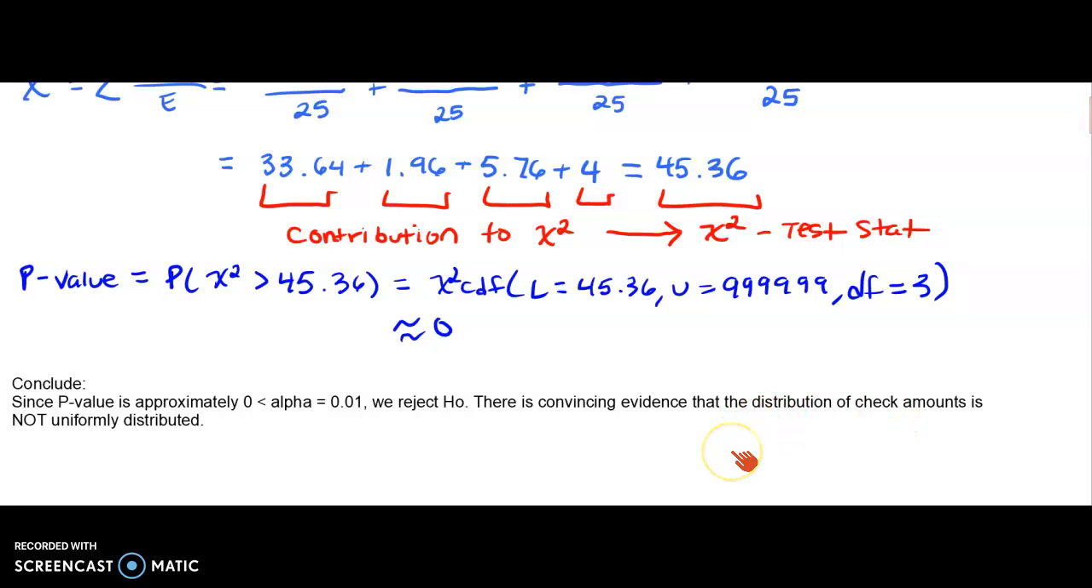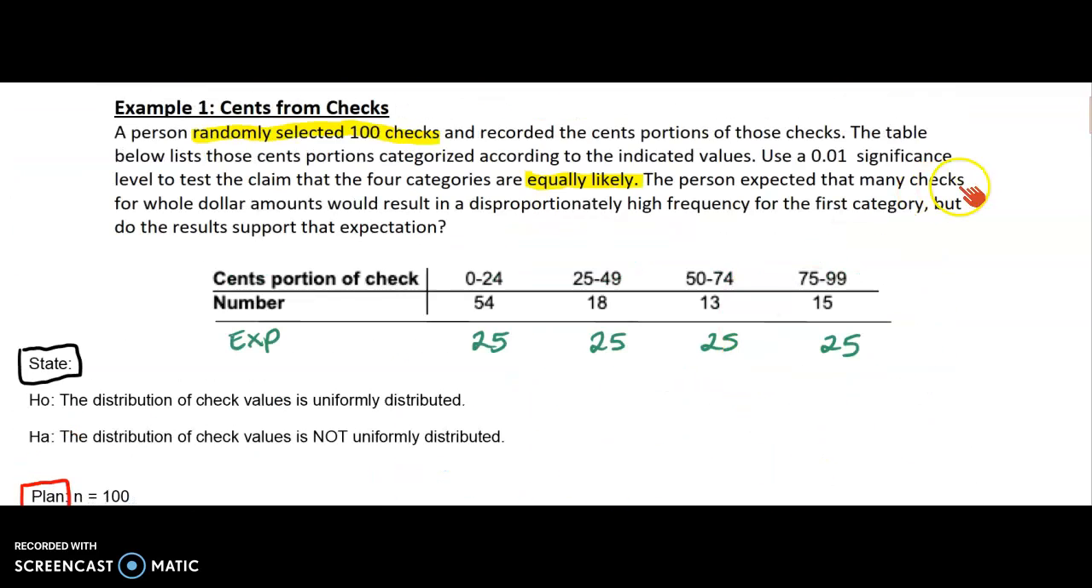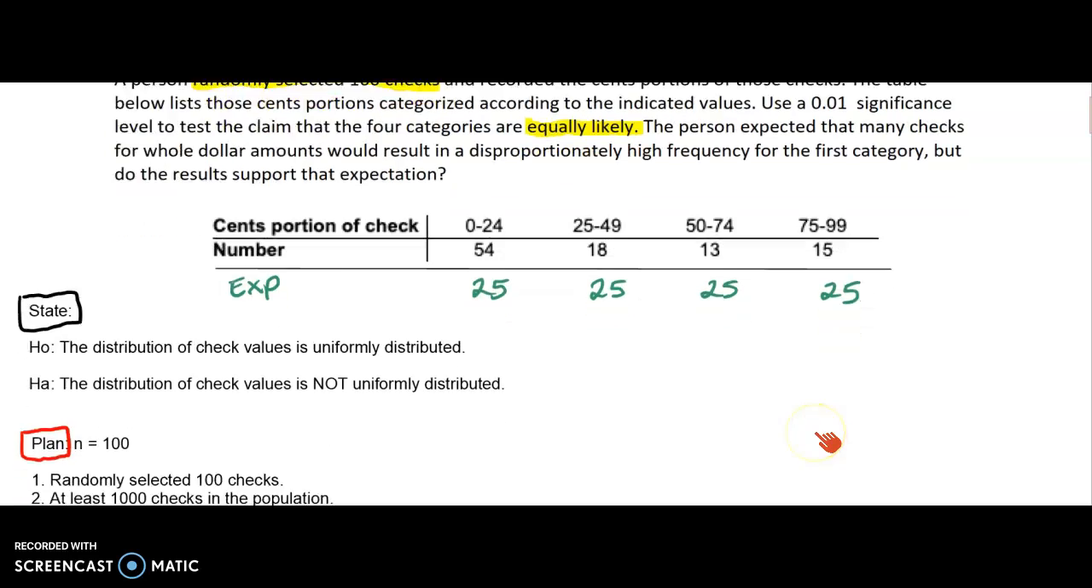So in conclusion, since our p-value is approximately 0, and this is less than alpha of 1%, we reject the H0, which means there's convincing evidence that the distribution of check amounts is not uniformly distributed, and maybe we do have reason to believe that, yeah, it does result in a disproportionately high frequency for the first category. So our results support this claim.